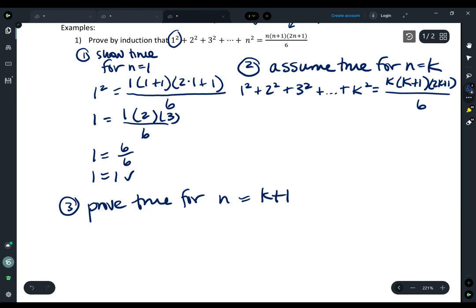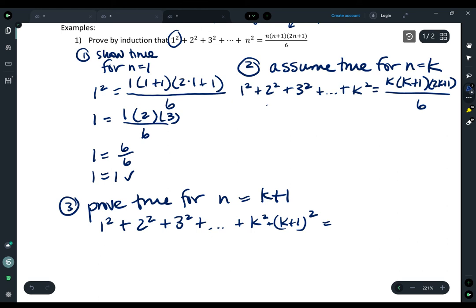The way I'm going to start that out is I'm going to write everything I have up above: 1 squared plus 2 squared plus 3 squared plus dot, dot, dot plus k squared. And then after k squared would be the k plus 1 term. So that's going to have to be k plus 1 in parentheses squared.